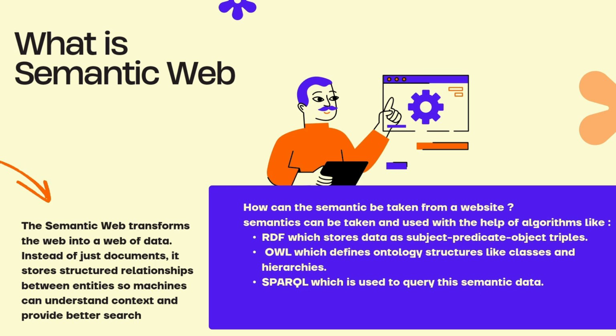Now, the semantic web uses three core technologies to make this happen, and we are going to go through each one on the next few slides. They are RDF, OWL, and SPARQL.